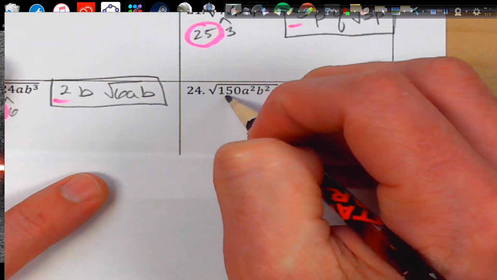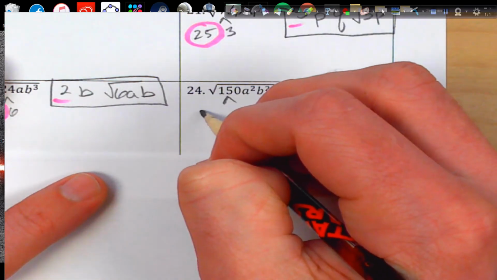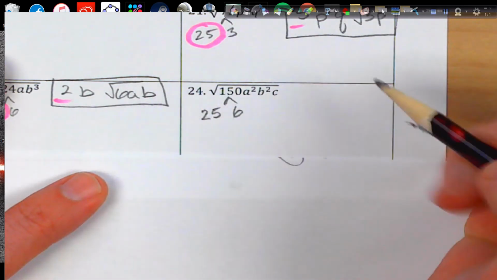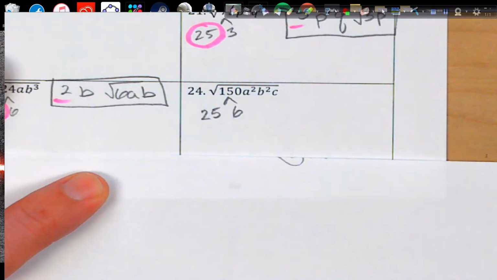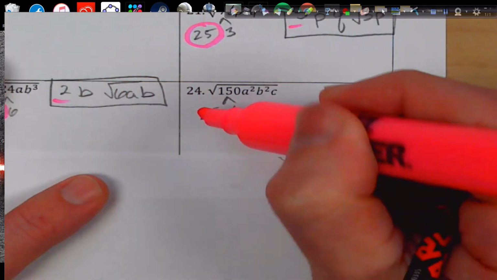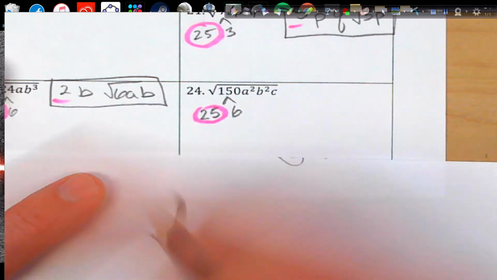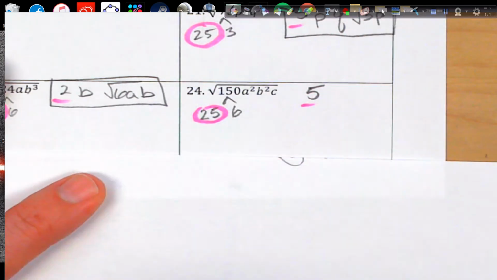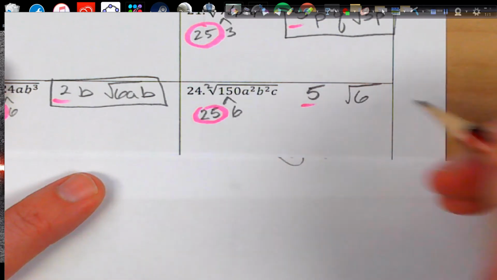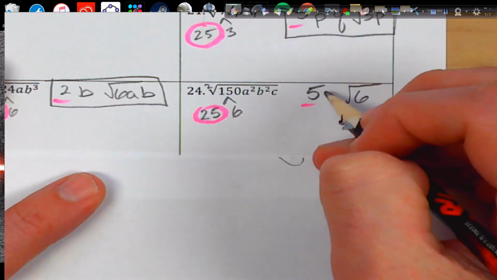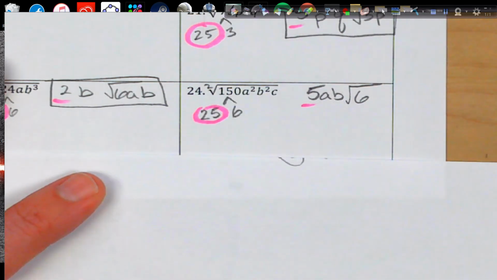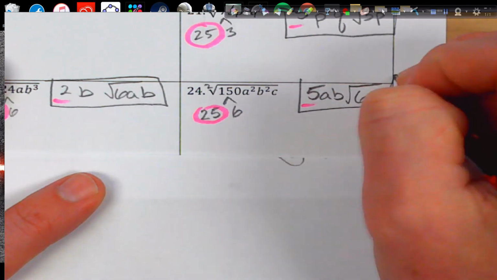And last but not least, 150, I believe we could do, how many quarters is that? 25 times 6, I believe that is correct. And then 25 is a perfect square, so we're going to get a 5 out of that. And then we're going to be left with, I think, a 6 behind. And then a squared, 2 goes into 2 once, so I get 1a out. 2 goes into 2 once, I get a b out. 2 doesn't fit into c, so I'm left with a c as my final answer.